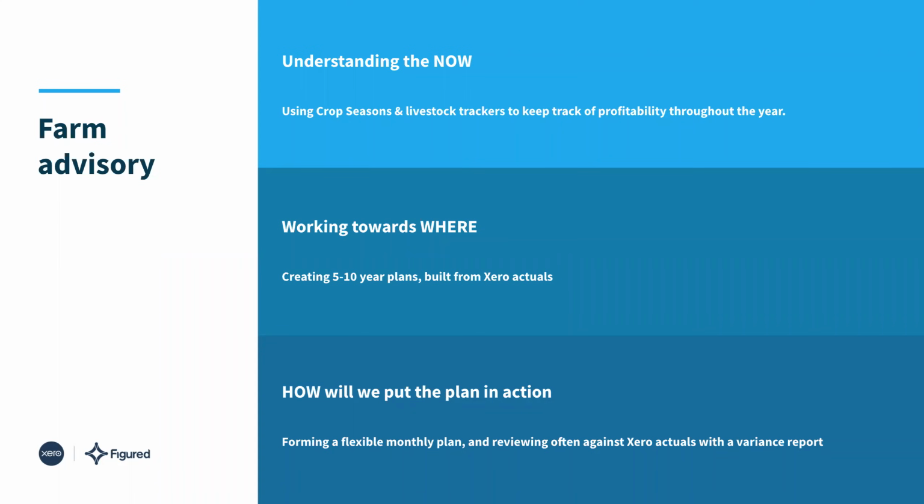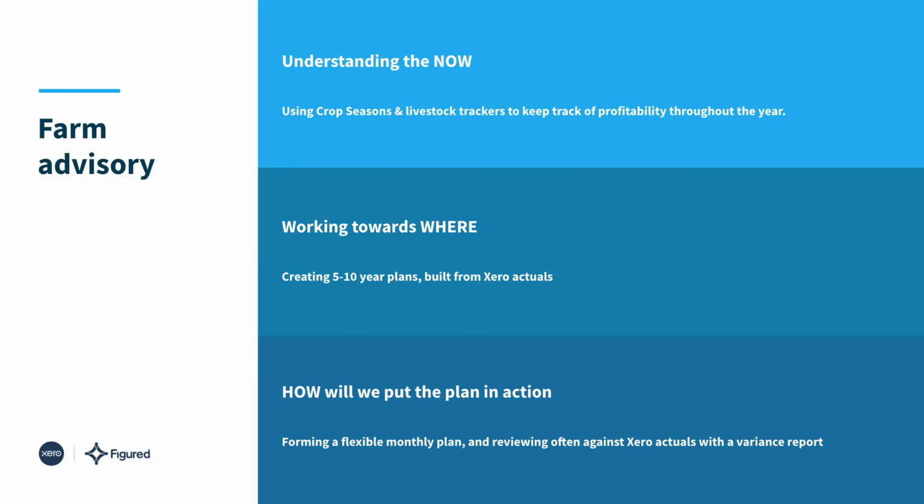We touched on the where last week as well. That's using the scenarios tool, mapping out where we want to be in the future, say 5 to 10 years out, using a high level annualized plan built from a base of Xero actuals. And we're mapping out where we're going to be in the future, and how we get there as the next step. That's where we looked at using the planning grid to dig down into that where plan and work out how we're actually going to get to where we want to be.